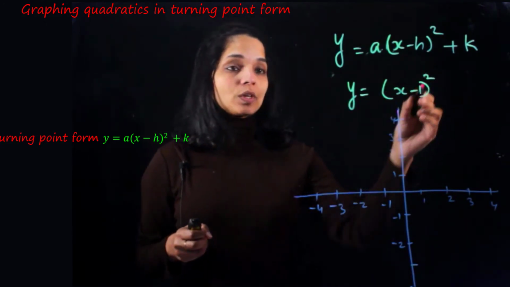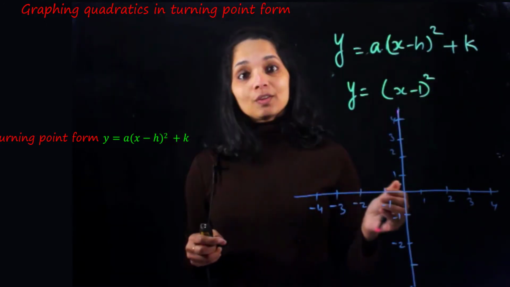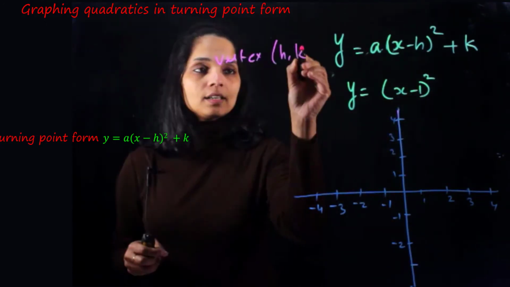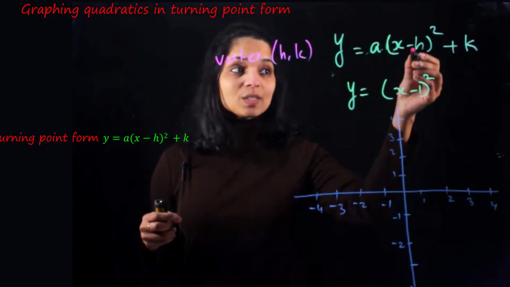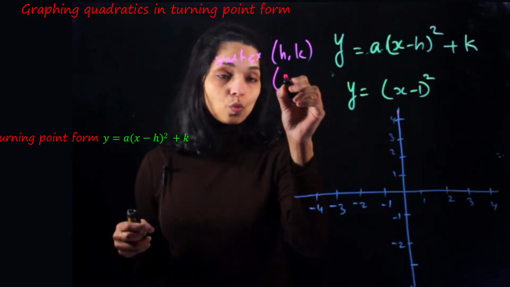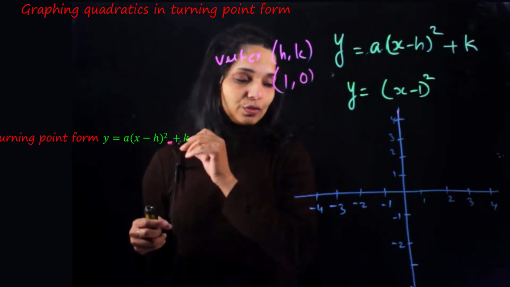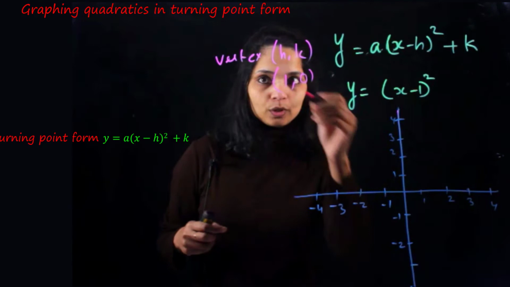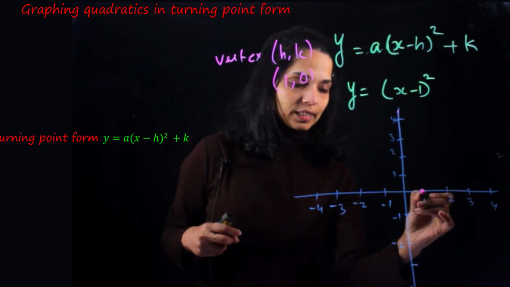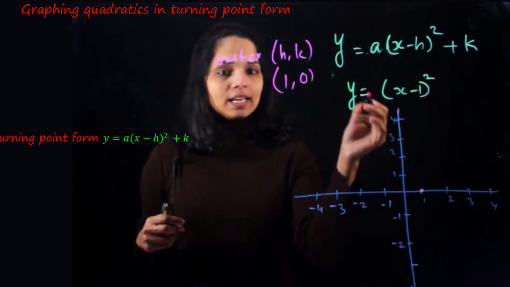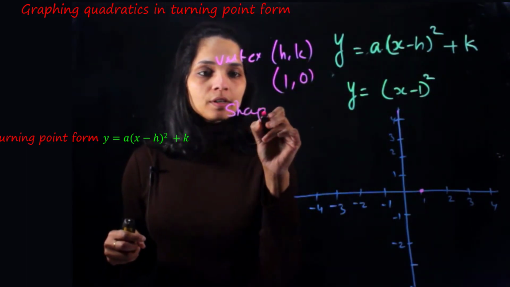y equals (x minus 1) squared. Plot the function. The first thing we need is the vertex. The vertex is given by (h, k). Comparing these equations, we get h as 1 and k as 0. So let's put that vertex into the graph. It's (1, 0), so that's this one.